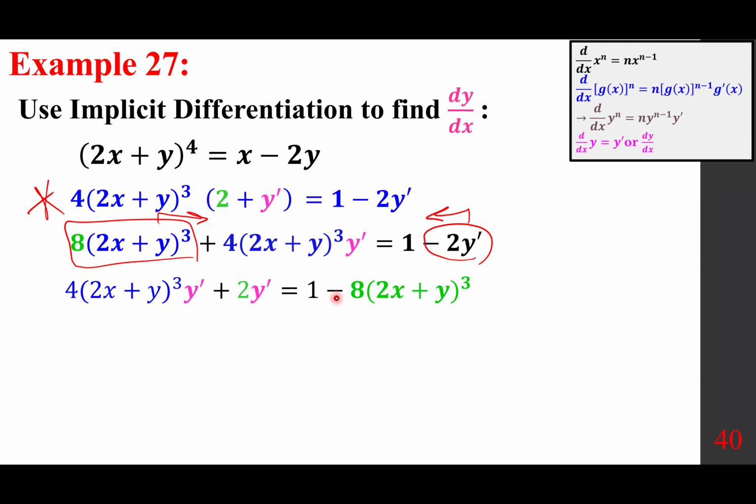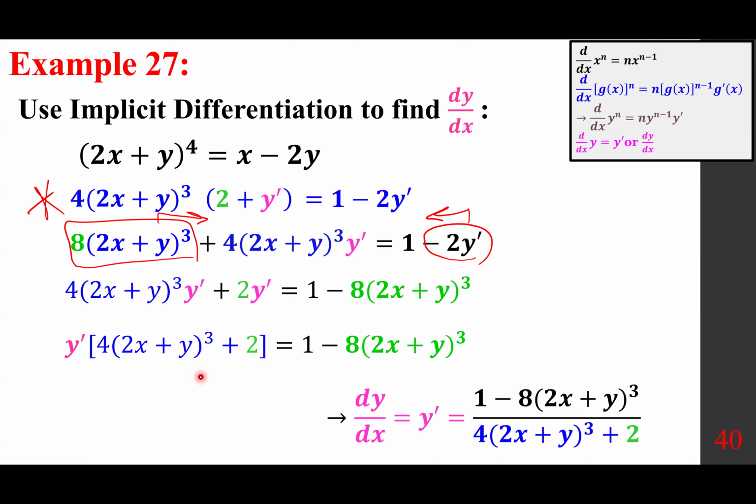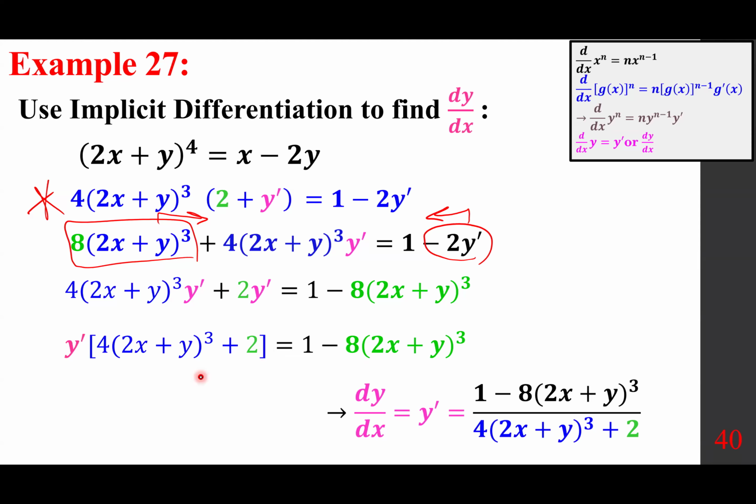On the left side, we have to take the y prime out as a common factor. So if I take the y prime out, I'm left with this plus this on the left side. And I'm not doing anything to the right. So one more time. You take the y prime out, you have this piece plus 2. So if you divide the right side by this bracket, you're done. So dy/dx or y prime is the right side, 1 minus 8 times (2x plus y) quantity cubed, over the brackets, 4 times (2x plus y) quantity cubed plus 2.